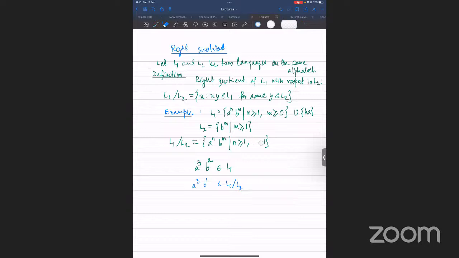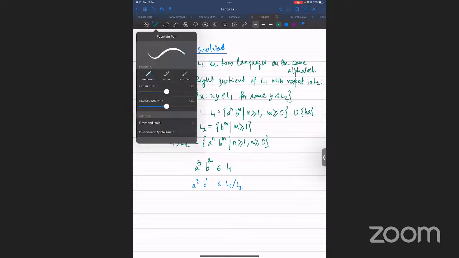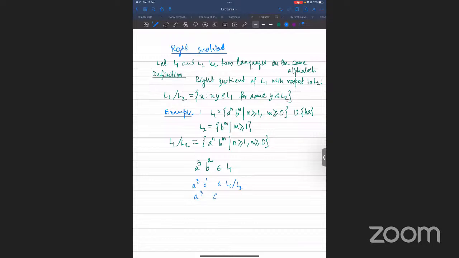Okay, I think I made a small mistake here. This is n greater than equal to 0. Right? And similarly, a^3 also belongs to L1 slash L2 since b^2 also belongs to L2, correct? So you remove the suffix and then whatever is remaining, correct? Okay, so now you are convinced that the language is this, right?